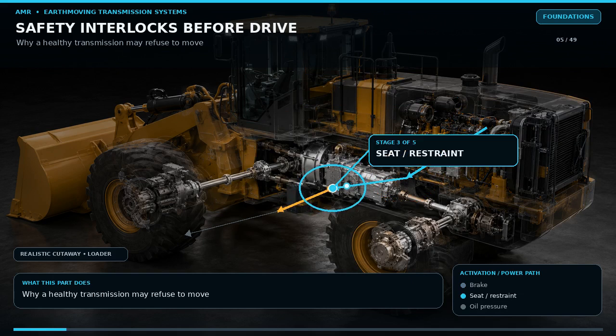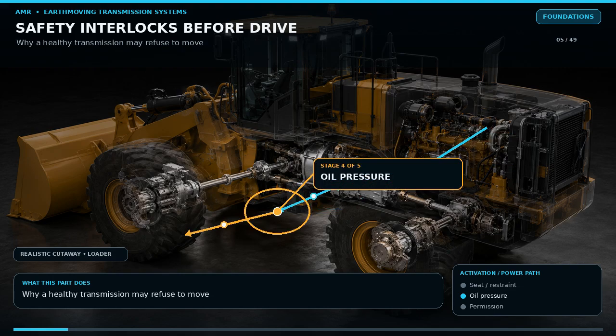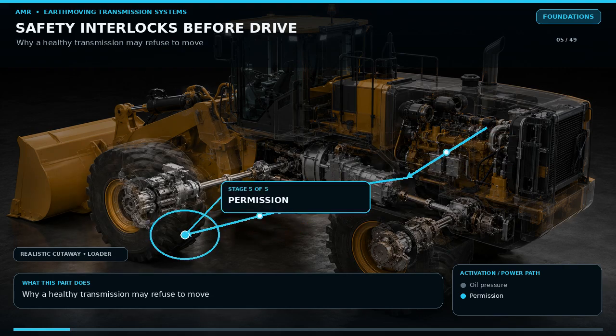An inching or neutralizer pedal can intentionally remove or reduce clutch pressure even though the direction lever says forward. The controller may also limit gear or lockup during cold oil, excessive temperature, overspeed, or a sensor fault. Therefore, the first check for a no-move complaint is not disassembly. Confirm the display, warning lamps, brake release, interlock inputs, selector status, and diagnostic codes.